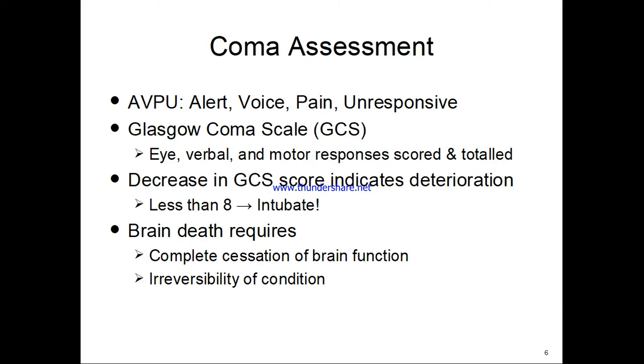A decrease in the Glasgow Coma score to less than 8 indicates severe deterioration. You can always remember less than 8 intubate, because once someone gets down to an 8 or below, we know that they're going to have difficulty protecting their airway. And that's why at that point, intubation for artificial ventilation is highly recommended. Brain death is the complete cessation of all brain function. And for someone to be brain dead, their condition needs to be as such, but also irreversible.